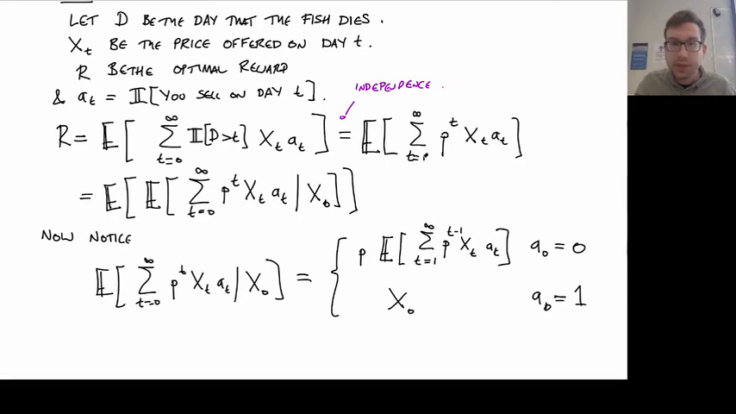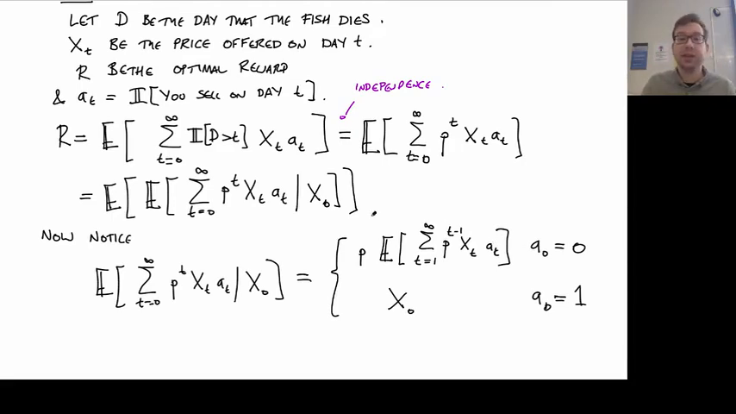Oh, I'm just realizing I forgot the 0 there as well, apologies. Okay. So here I've gone from something which was a sum from t equals 0 to infinity of p to the t. So I've got p to the 0, p to the 1, and then the states and actions. Here I've got something that's p to the 0, p to the 1, and then the states and actions again. Okay?